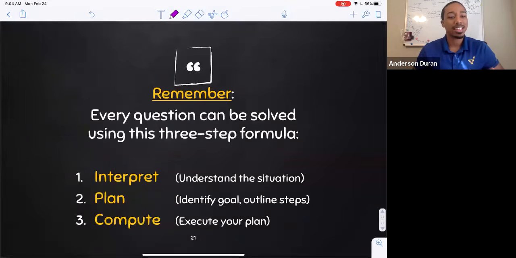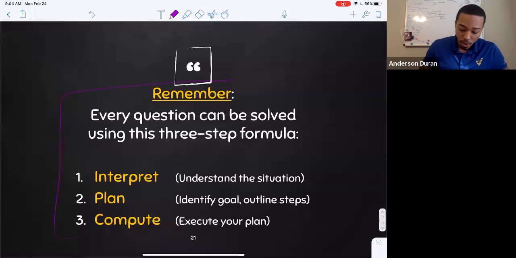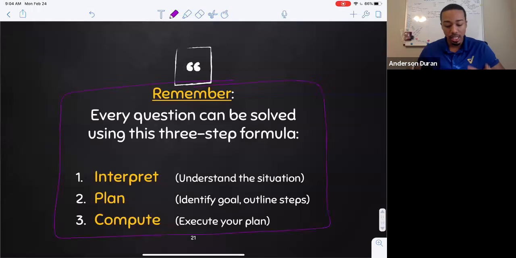So remember, guys, take a picture of this if you didn't. Please take a picture of this. I'm going to give you a survey that I want you to answer to allow me to see what problems I should do next. But remember, guys, every question can be solved using this 3-step formula. So take a picture of this.